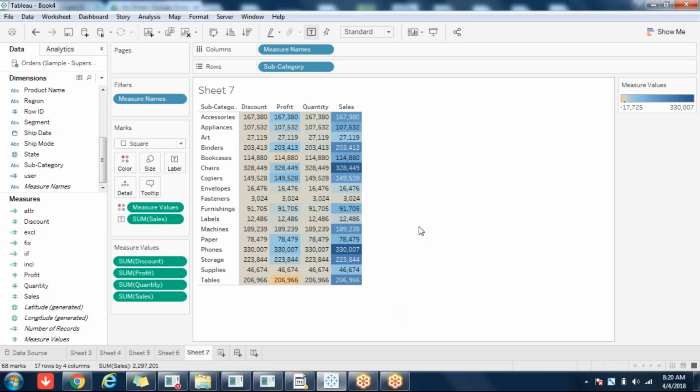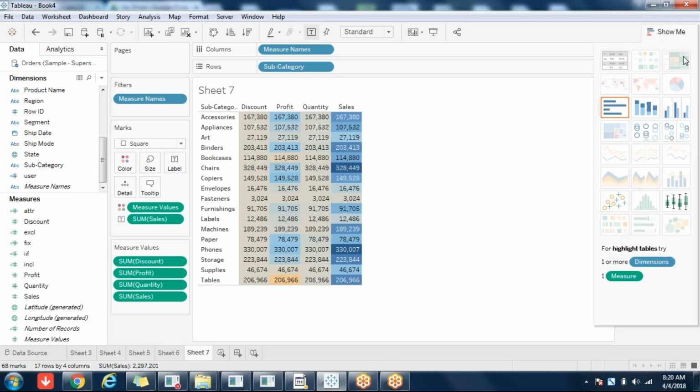Now I'll tell you what you need to observe here. You see here, all the values are the same. Why? What happened? Why are all the values the same? Color is changing, but not the values. In highlight table, what is written at the bottom of the show me?